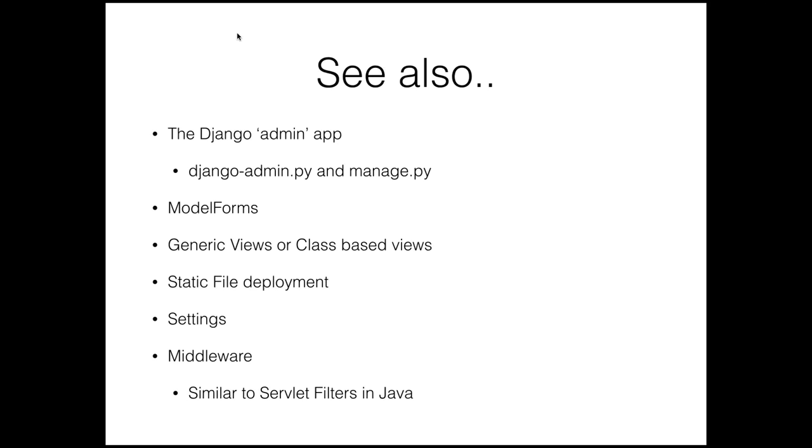There's generic views or class-based views. So right now, all the views we saw were basically just function-based views, but you can have generic class-based views for simple CRUD operations, list operations, or search operations. Static file deployment is used if you have static files, you want them to go through the web server directly, and you don't want them to go through the Django framework.